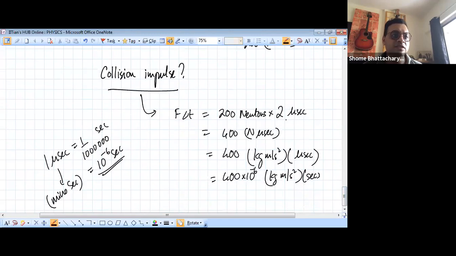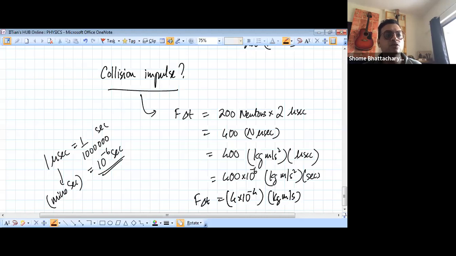But suppose we say that is 2 microseconds. So collision impulse kya ho jayega? It will be F into delta T. So in SI units, its value will become 200 newtons into 2 micro. So micro will become 2 into 10 raised power minus 6. So that is where this is coming. So it will become 4 into 10 raised power minus 4. As you can see, kilogram meter per second. That will become the unit.